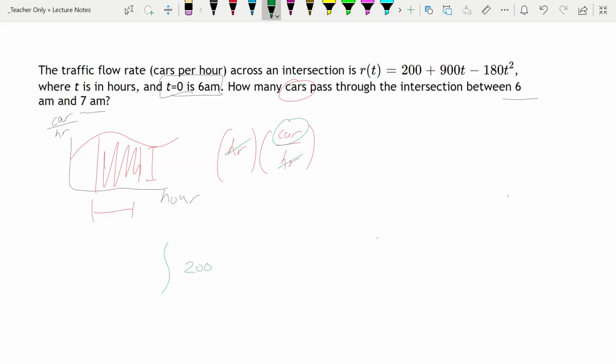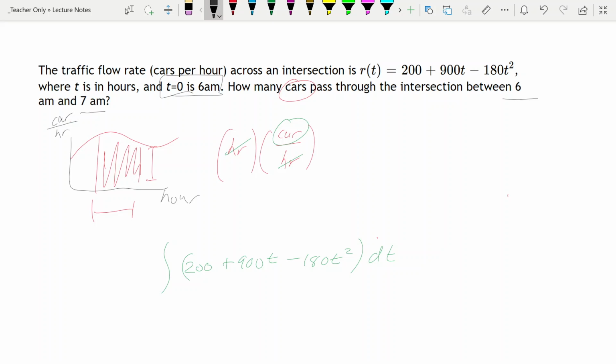So we're going to do the antiderivative of 200 plus 900t minus 180t squared. And then remember, the integral means summation. It means add up. So what we're doing is adding up all the cars that are passing through, cars per hour. How many pass in the first hour, second hour, third hour? Add them all up. That gives us our total number of cars.